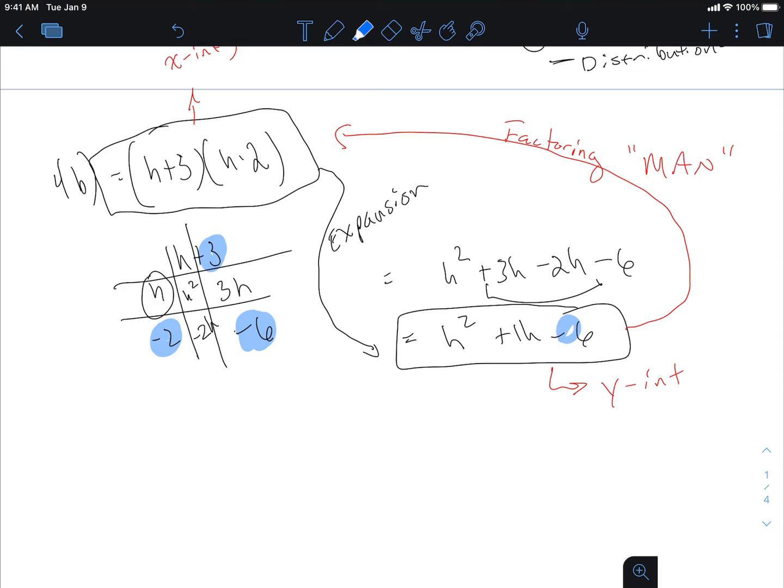And then it just translates to over here. So that means our y-intercept for this particular equation is down at negative 6. That's where it crosses the y-axis.